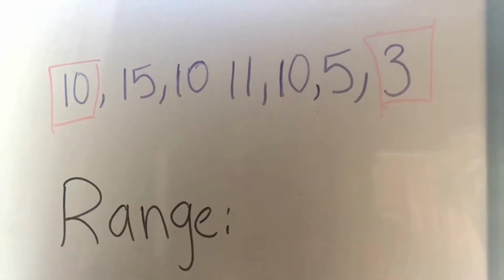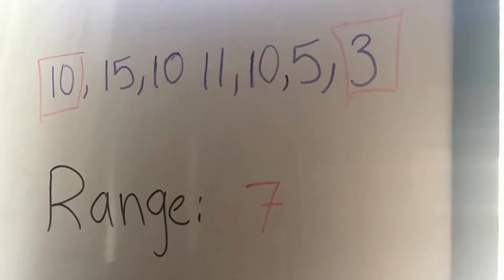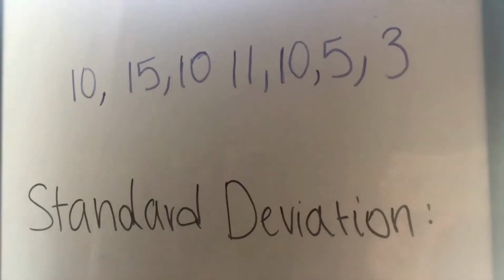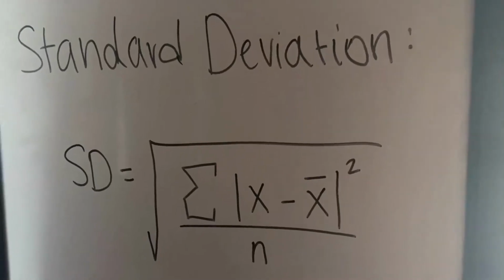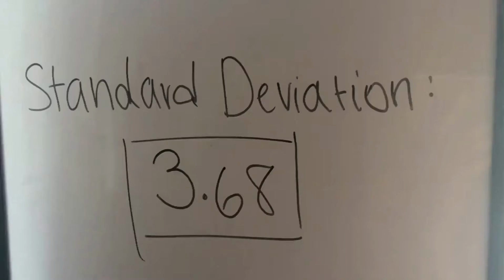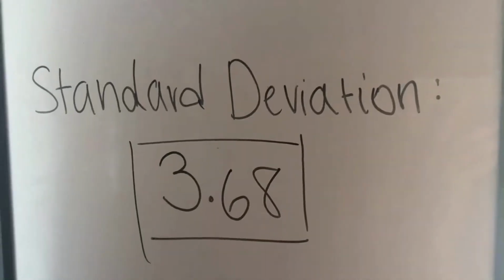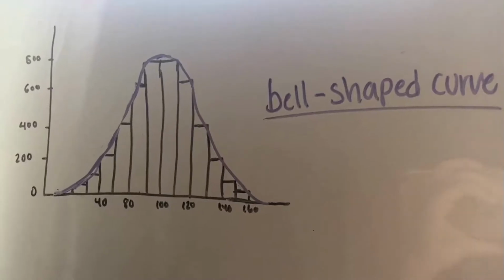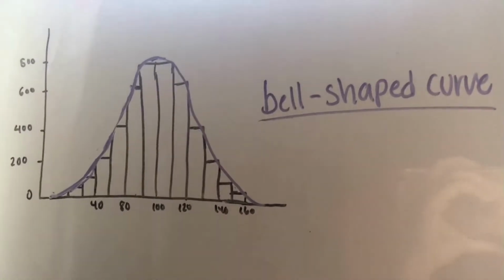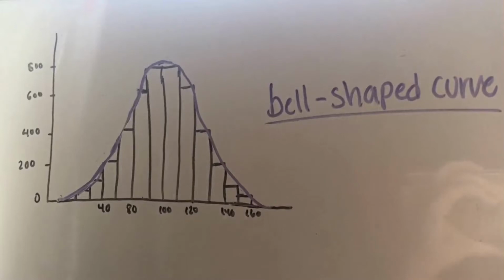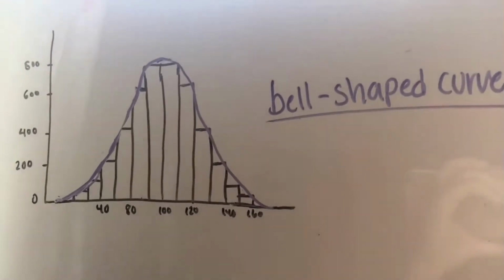Range is the difference between the highest and the lowest scores of the distribution. Standard deviation is a computed measure of how the scores vary around the mean score. And a normal curve is just the symmetrical bell-shaped curve that describes the distribution of many types of data.